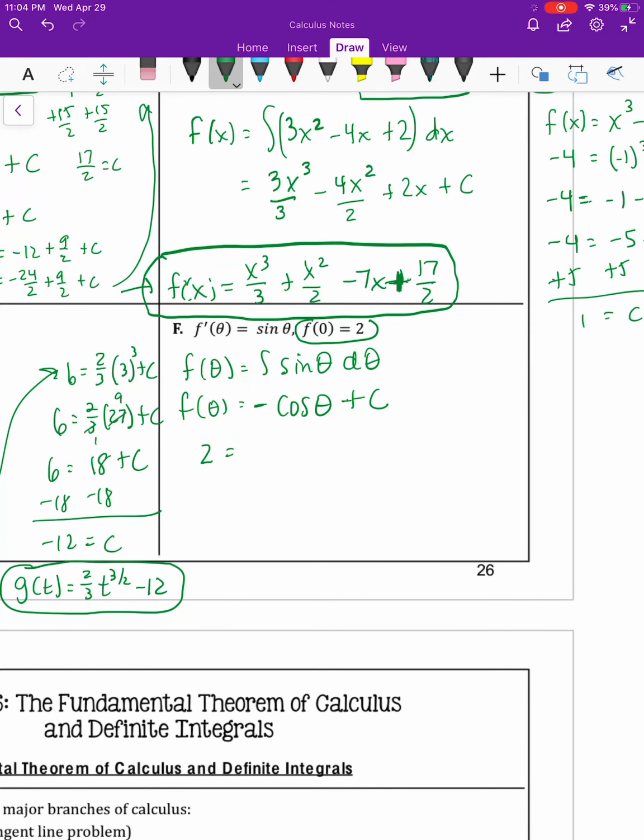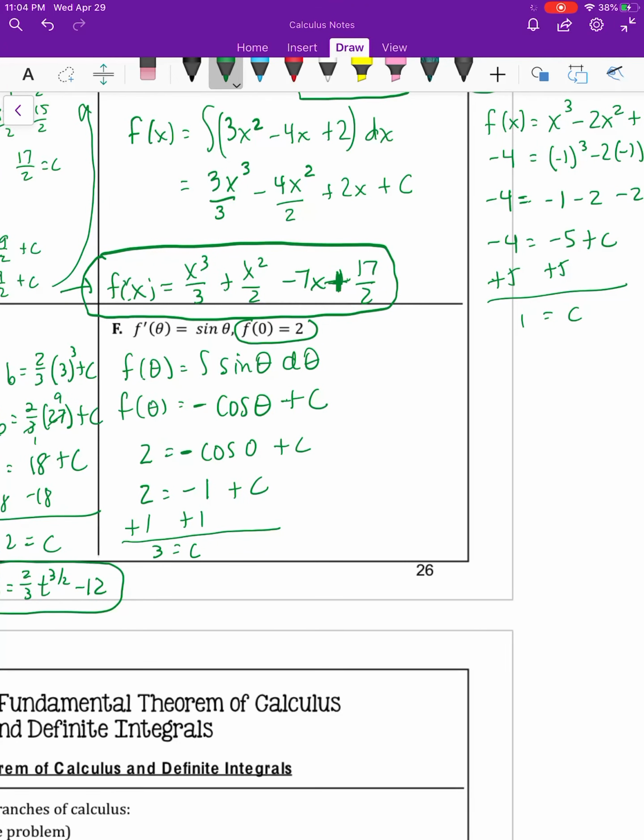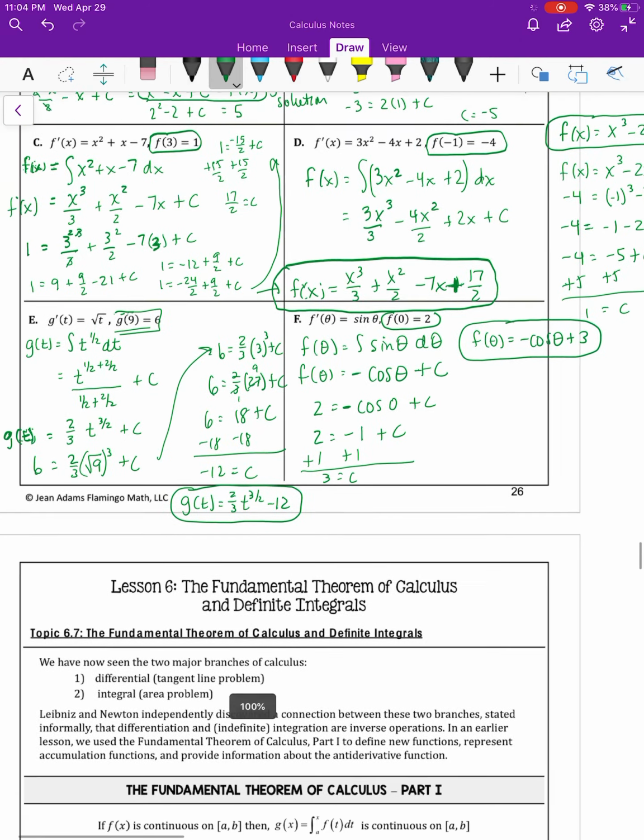But then they gave us this point, so we're going to put that y value of 2 in. We're going to put the theta value of 0 in. And we all know that the cosine of 0 is 1, but since there's a negative in front of it, that becomes -1, so I'm going to add 1 to both sides. My c is 3. So now for my specific solution, f of theta is equal to negative cosine theta plus 3.